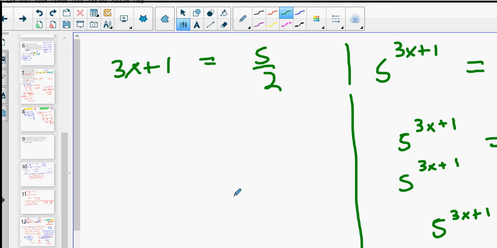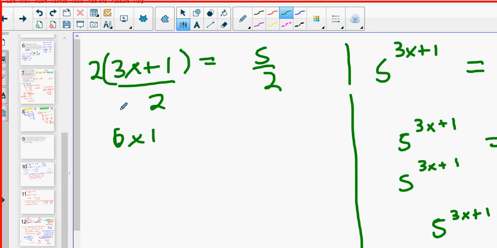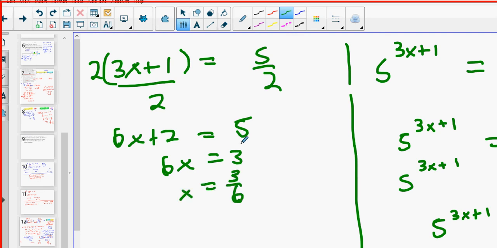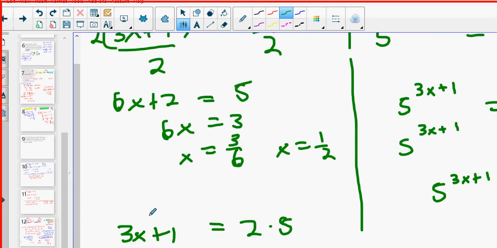Imagine you had it over 3. You can't write a third as a decimal because you'd be rounding off, right? So best to know how to do it by fraction. Get a common denominator. What happens? 2 top and bottom equals 5. 6x equals 3. x equals 3 over 6, which is a half. You can do it by calculator maybe. You can get 3x equals, what's it, 1.5? 1.5 divided by 3 is a half. Cool. Right, that's all.